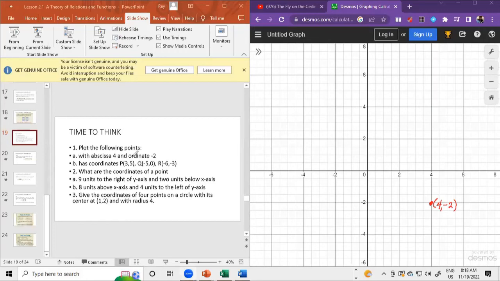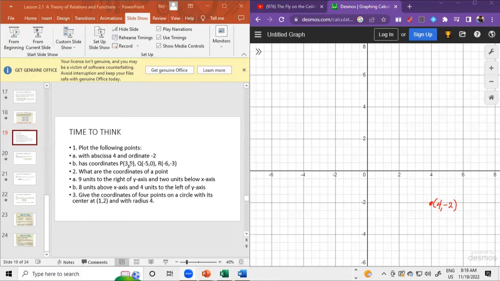So doon sa ating question 1, letter A, abscissa 4 and ordinate negative 2. So ito ngayon yung kanyang points or plot.